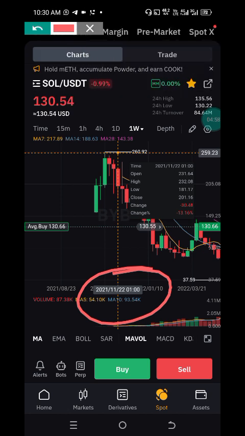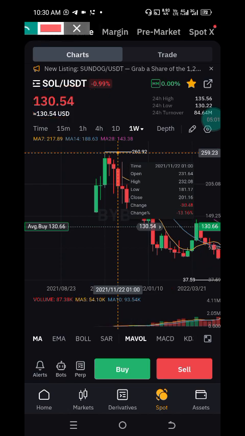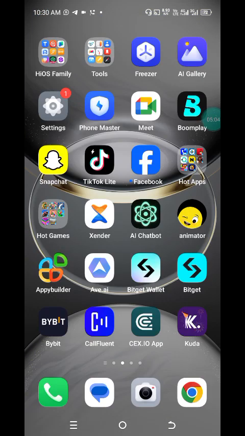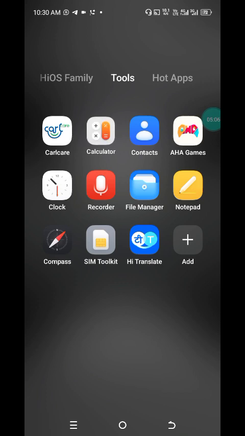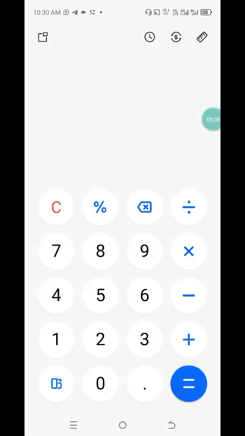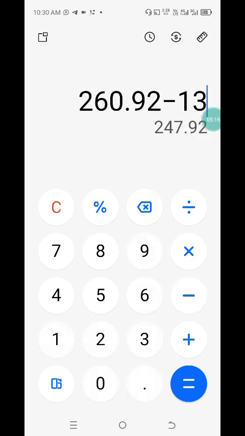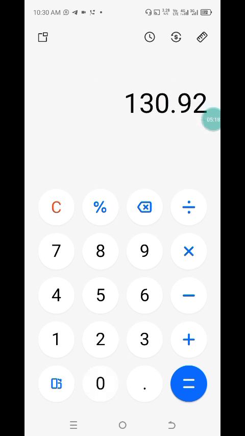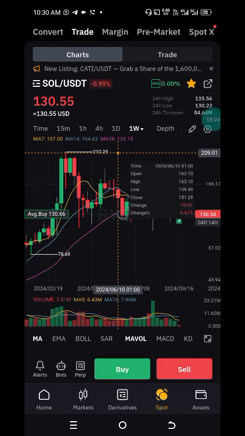And the current price in the market is $130. So let me go back to my calculator and check what the profit is if I buy Solana at this rate. For example, I will calculate 260.92 minus 130. I am expecting a profit of 130.92, which means Solana is 1x, something like that.